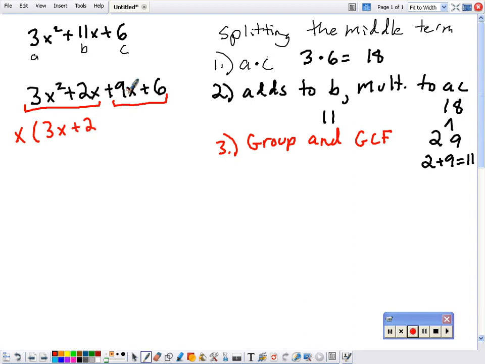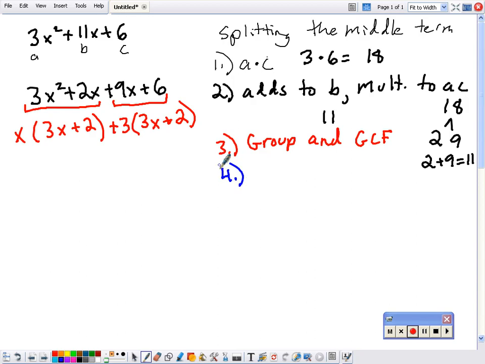Now I go over here and I have 9x plus 6. Well, 3 divides into both of those. So I'm going to write plus 3 times, 9x divided by 3 would be 3x, and 6 divided by 3 would be 2. Now you'll notice that what's in the parentheses are identical. That is supposed to happen. If what you have in the parentheses is not identical, you have made a mistake.